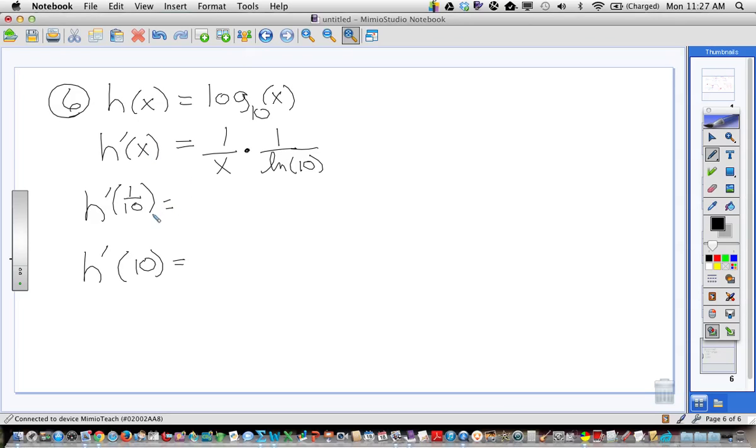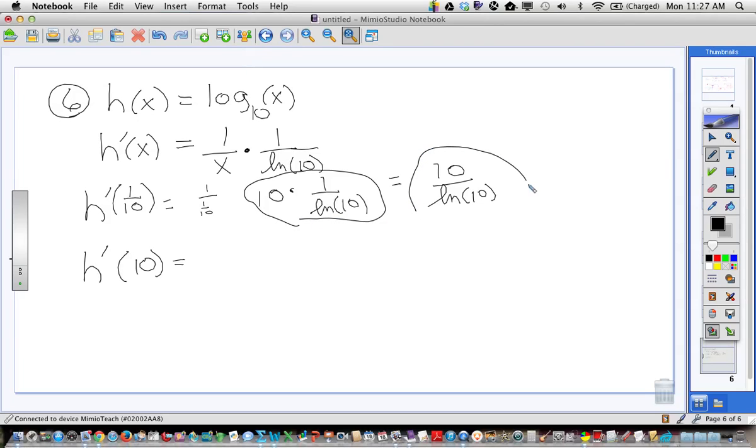So what's h prime of 1/10? Plug in a 1/10 in for x. Now what's 1 divided by 1/10? That's just 10. So this would be 10 times 1 over ln 10, and probably a better way to write that would be 10 over ln 10. Right? Now I don't care. If you want to leave it like this, I'm fine with that. If you want to write it like that, that's okay too.